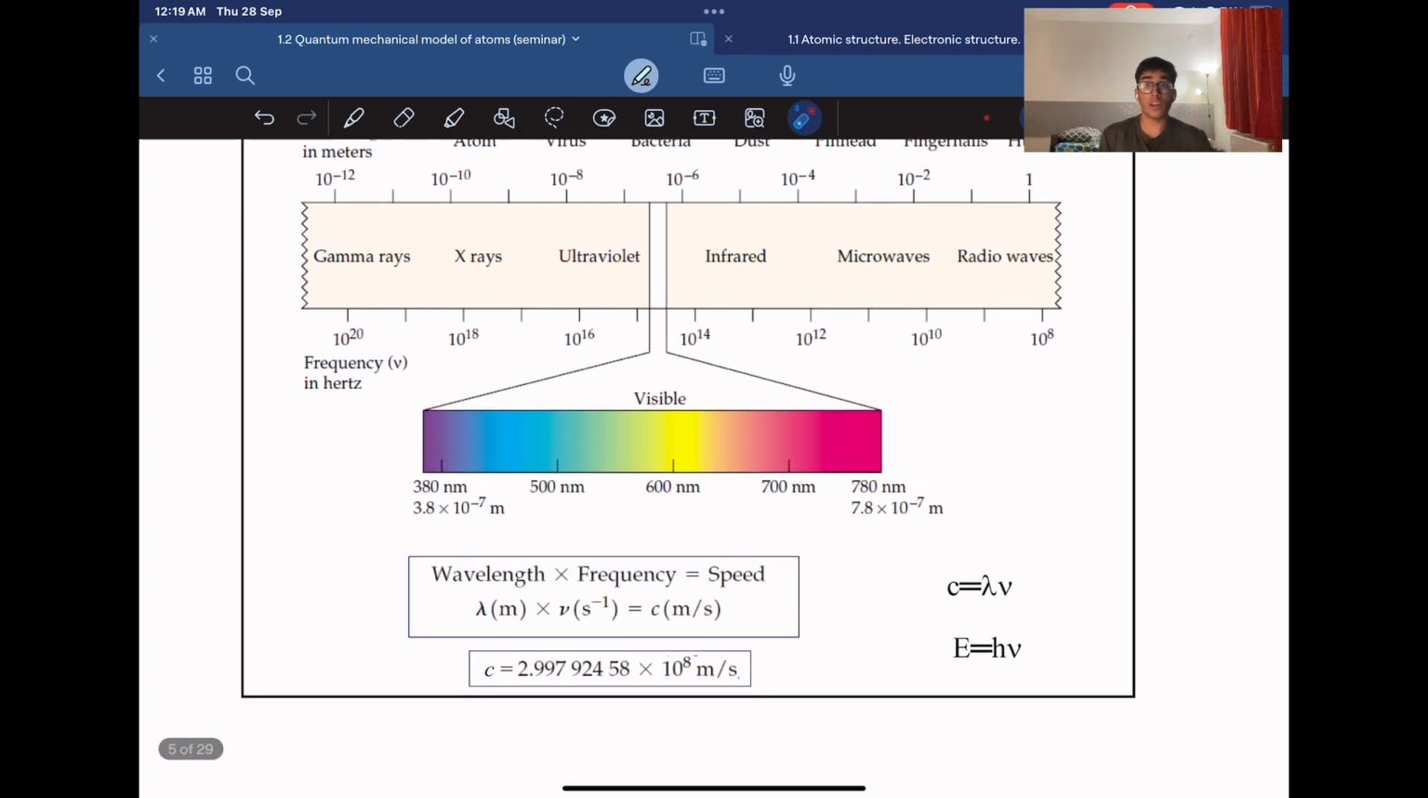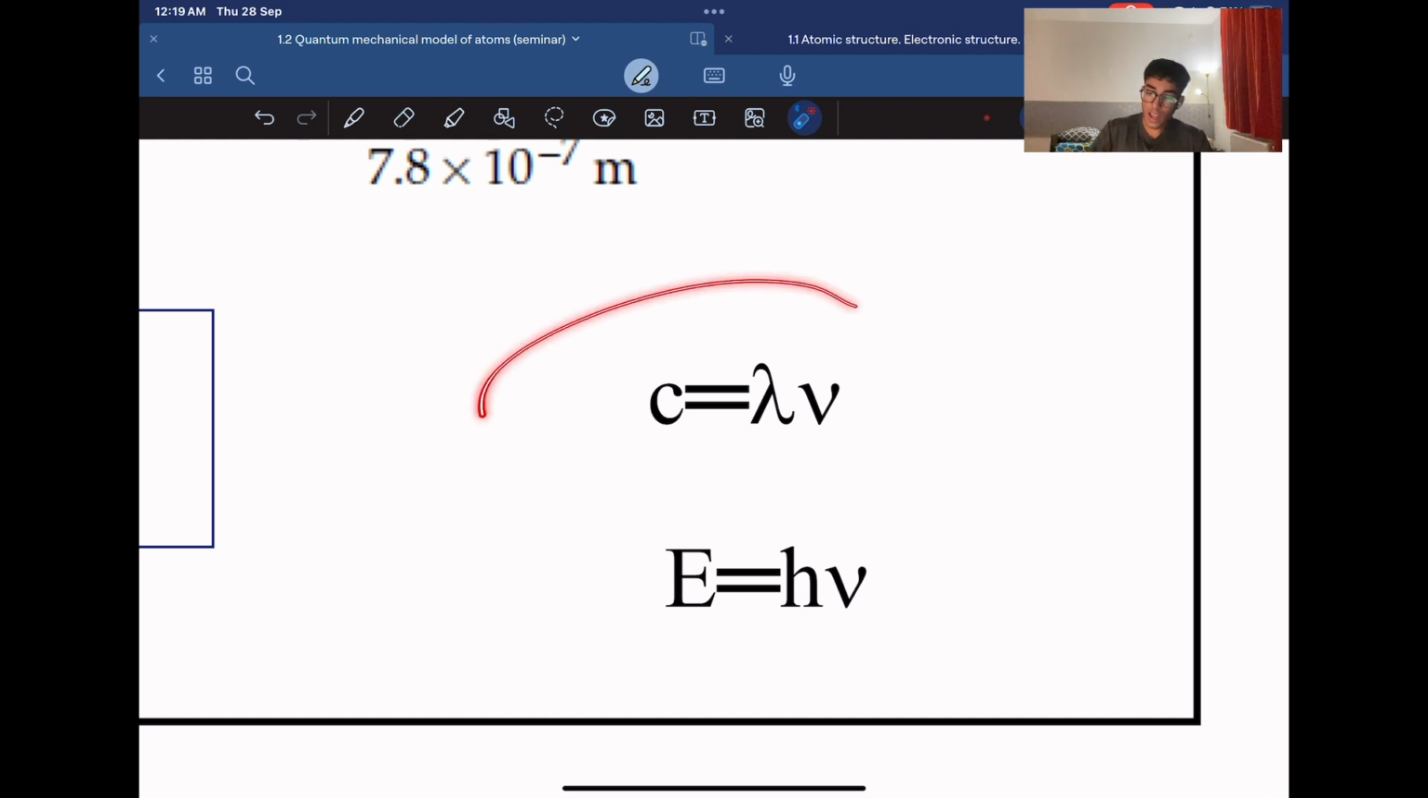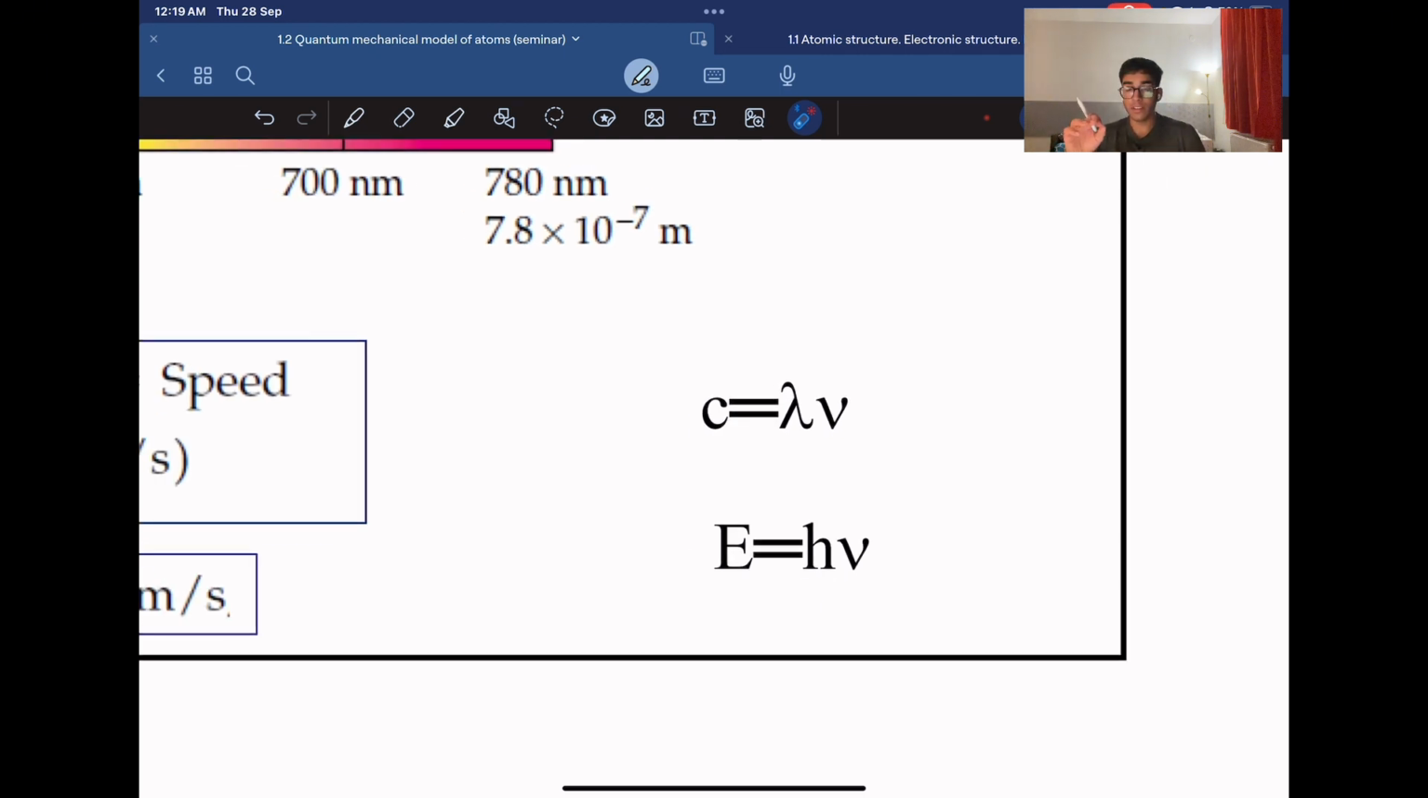Now we have a few formulas here. Okay, let's learn them. Over here, first we have C is equal to lambda nu. Nu is the symbol for frequency. It's written like that, nu, and then this is lambda for wavelength. And C refers to the speed of light. You're going to see in future lectures as well. C refers to the speed of light.